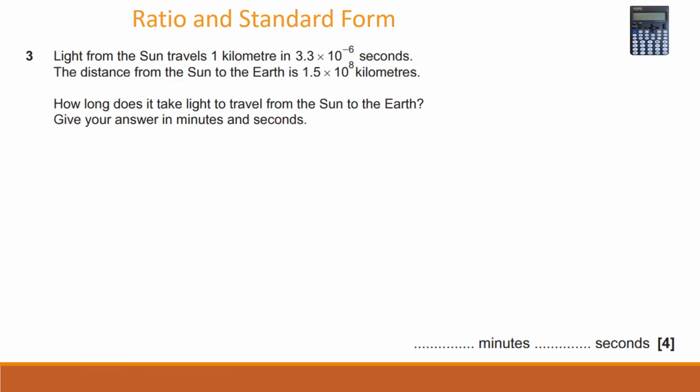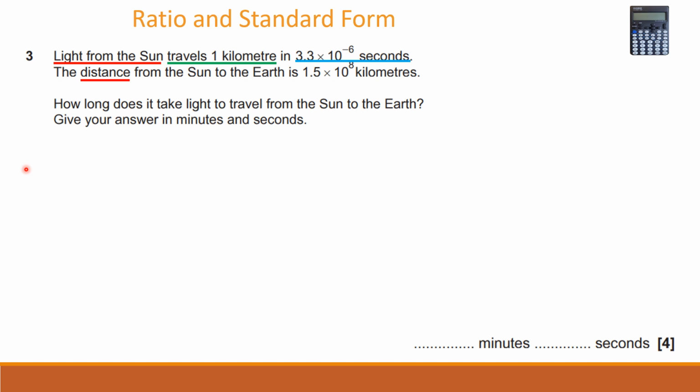This question is on using ratio and standard form. The key words in the question are: the light from the sun travels 1 kilometre in 3.3 times 10 to the minus 6 seconds. Now this number here, 3.3 times 10 to the minus 6, is a number written in standard form. This times 10 to the negative 6 means it is in standard form. The negative 6 means it is a very small number.